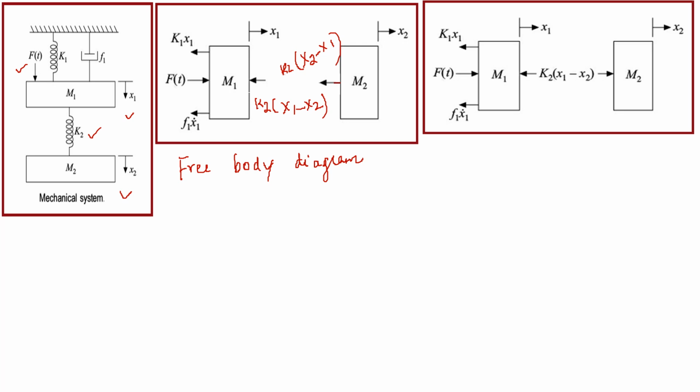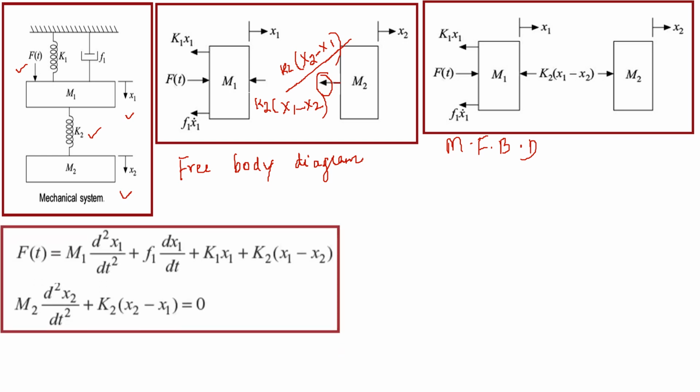And next, in the same free body diagram, we have to change the direction of this one. So now the direction is inward. If we change this direction to inward, the values and terminals also change. So how to write this? k2 into (x1 minus x2). This is the modified free body diagram.